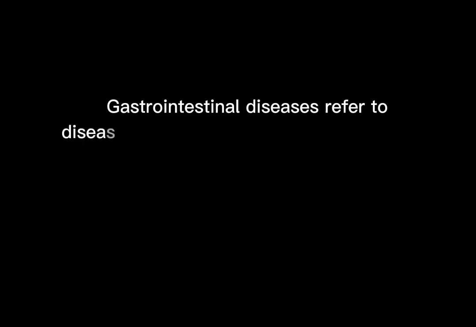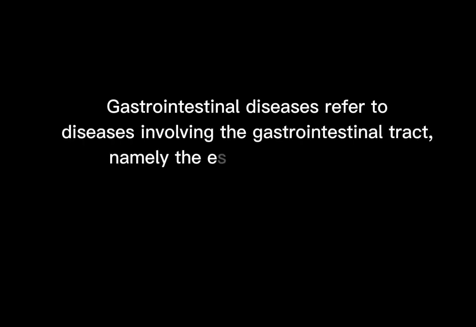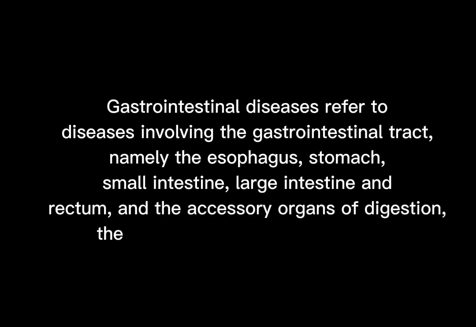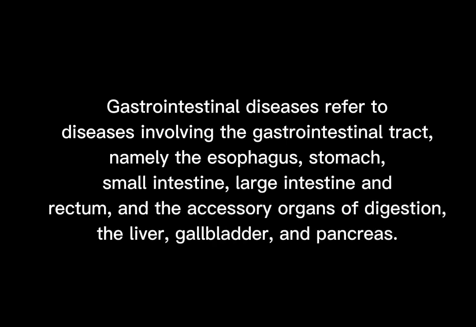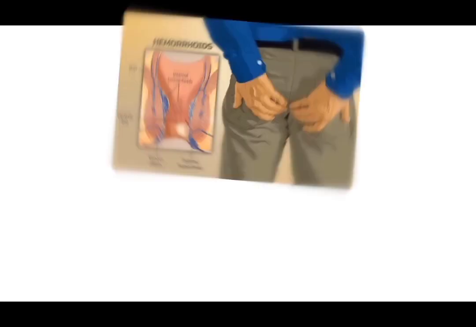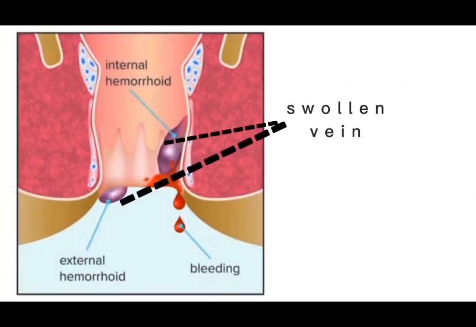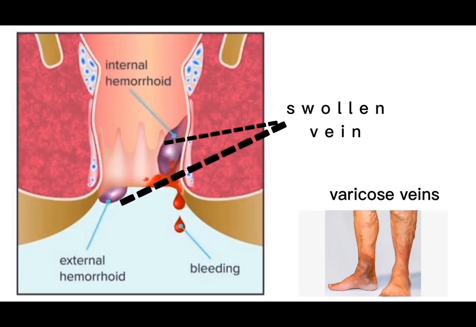Gastrointestinal diseases refer to diseases involving the gastrointestinal tract, namely the esophagus, stomach, small intestine, large intestine and rectum, and the accessory organs of digestion, the liver, gallbladder, and pancreas. One of the disorders is hemorrhoids. It is also called piles, are swollen veins in your anus and lower rectum, similar to varicose veins.